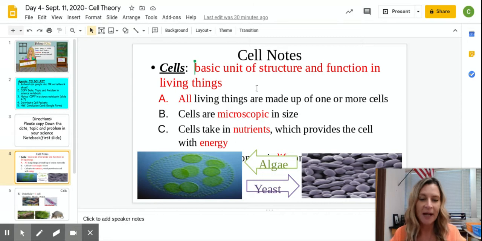Before you continue, I would like you to take whatever is in red, and please take your highlighter that we asked you to get and highlight: basic unit of structure and function in living things, the word all, microscopic, nutrients, and energy. Feel free to draw pictures as you go along.